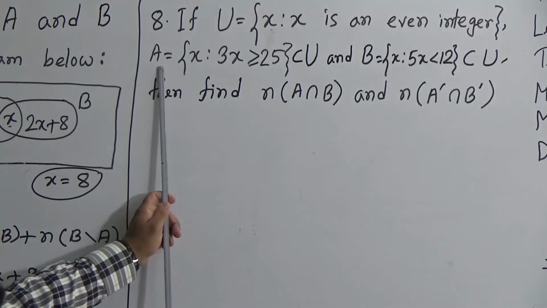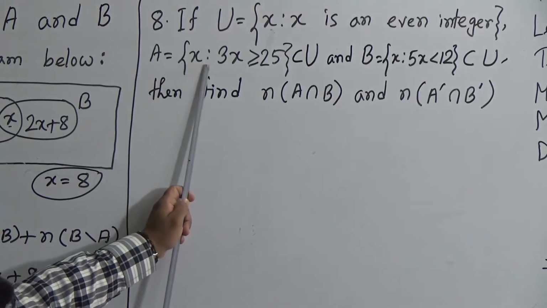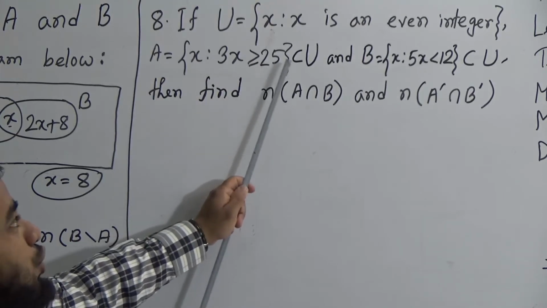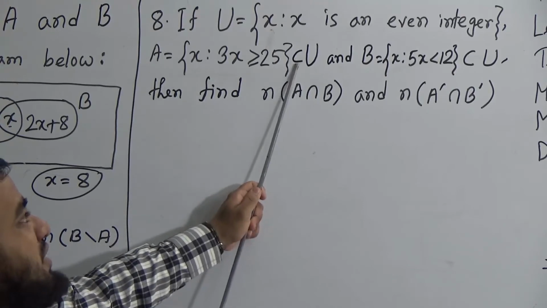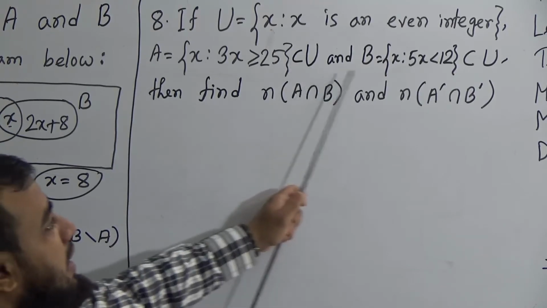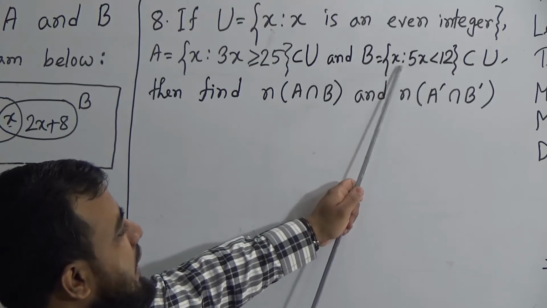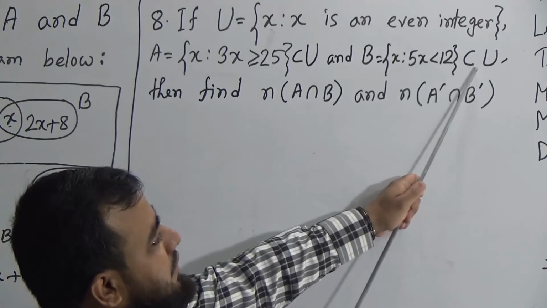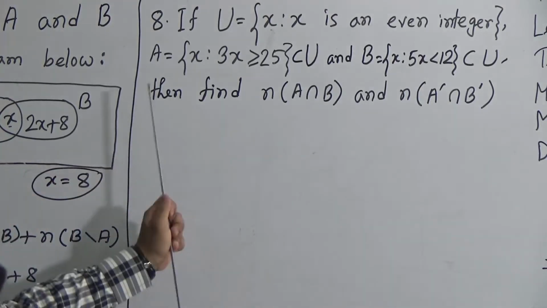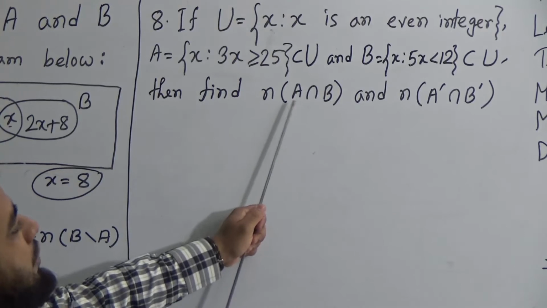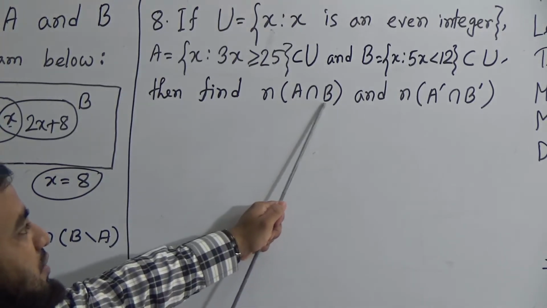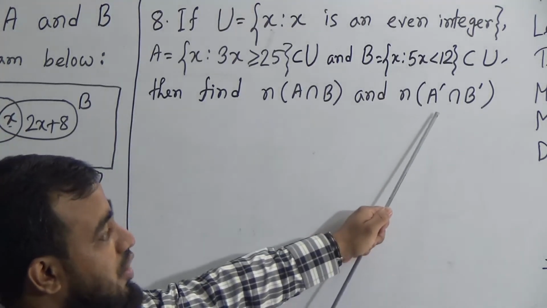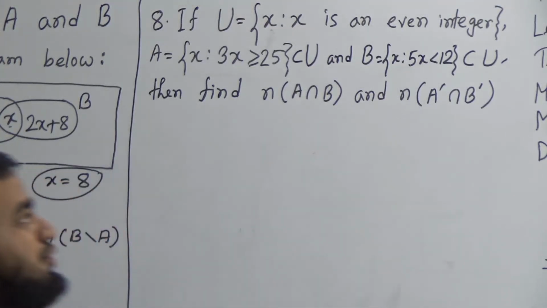Now another set A is the set of all x such that thrice x is greater than or equal to 25, and also this set A is a proper subset of U. Okay, and my dear students, B equals the set of all x such that 5x is less than 12, also B is a proper subset of U. Now find n of A intersection B, the number of elements of A intersection B, and the number of elements of A prime intersection B prime. That means the number of elements of A complement intersection B complement. We need to find this out.